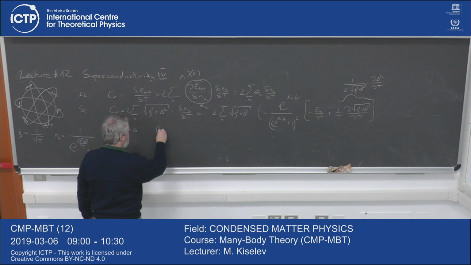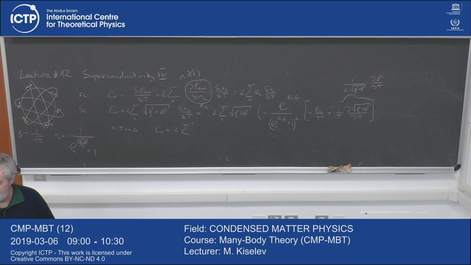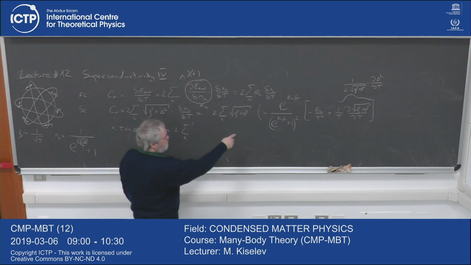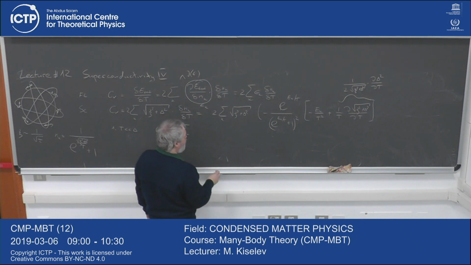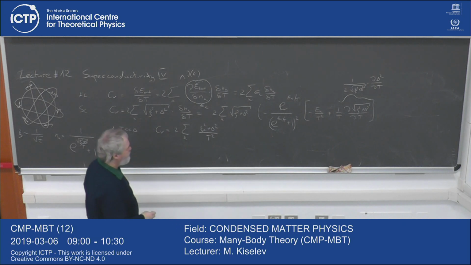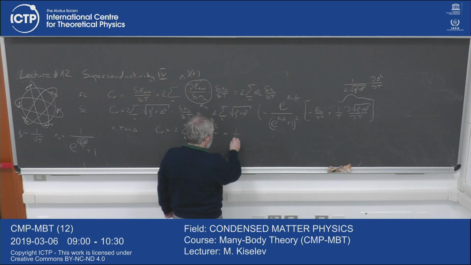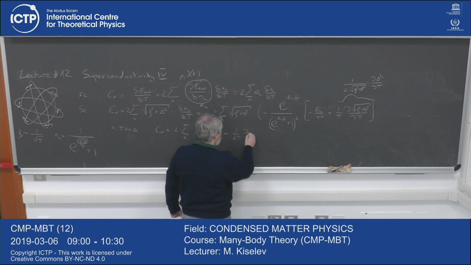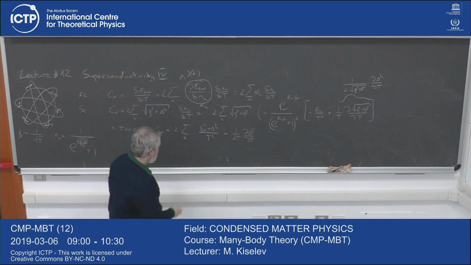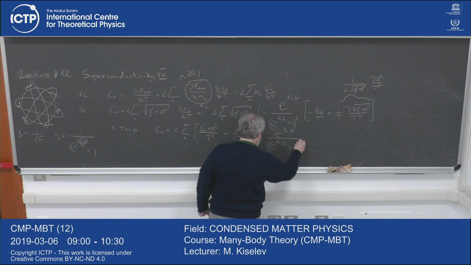So in this situation, CV is 2 times sum, and I put a prime because I will be summing over states in the vicinity of the Fermi surface. Sum over k. So minus and minus gives me plus. So the first term is xi k square plus delta square divided by temperature square, with a sign plus, and then minus, then this cancels out 1/2 temperature, and then d delta square over d temperature times e to the power ek over temperature, over e to the power ek over temperature plus 1, squared.